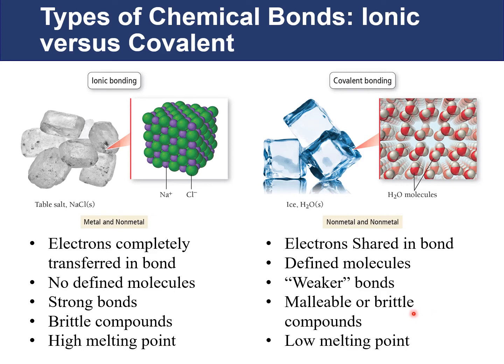The compounds and molecules that are comprised of covalent bonds in the solid form tend to be malleable, although some of them can be a little bit brittle, though less brittle than the ionic bonded compounds. Molecules that only have covalent bonds tend to have low melting points. That's because the things that are holding the molecules together are much weaker than the ionic bonds that are holding molecules with ionic bonds together.